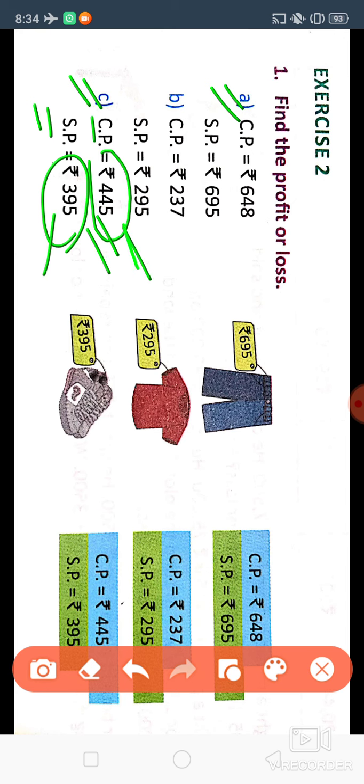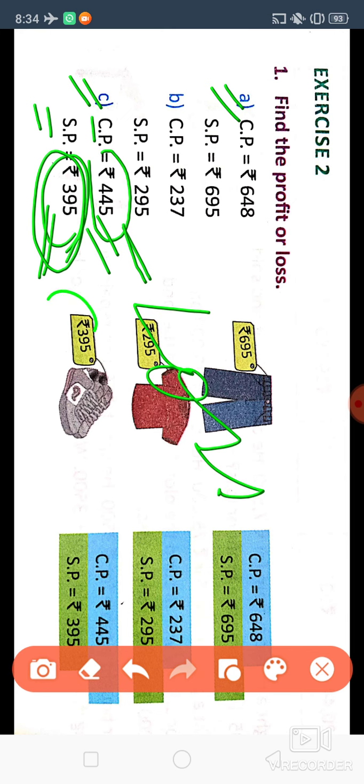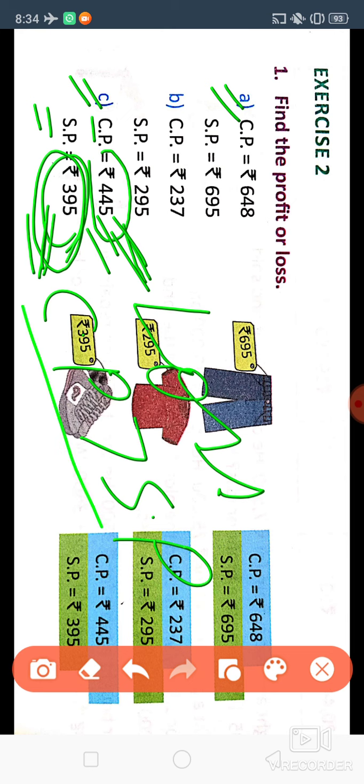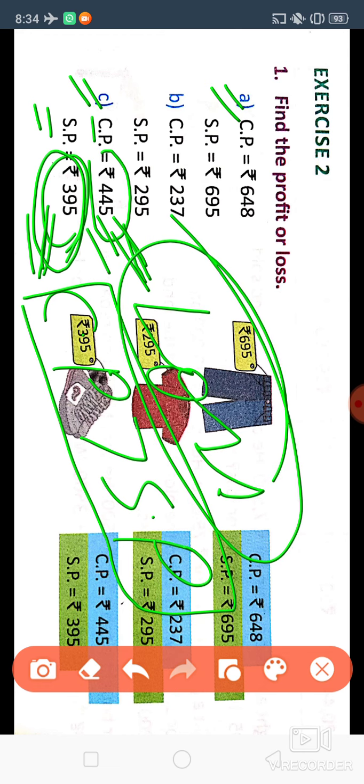For buying you are spending more money, and when you are selling, in return you are getting less money, 395 only. That means what? You are getting back less money, so it is loss or not. Here CP is greater than SP or not. Look here, CP is 445, SP is 395. So CP is greater than SP, so there is a loss. Okay, so we will solve this question.